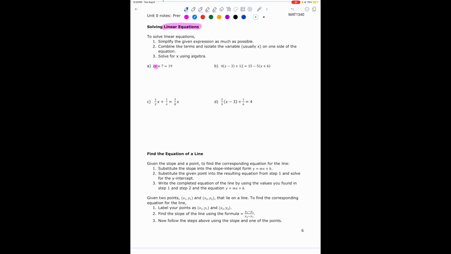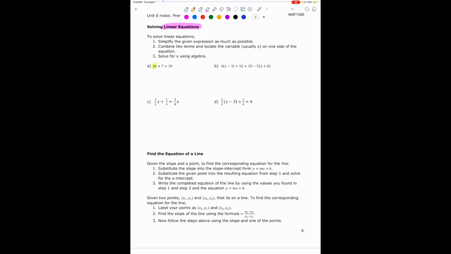So with that being said, we're going to follow the steps. We're going to simplify the given expressions. In my case, I do not have any way to simplify this expression on the left side of the equation or the right side. So I will go to the next step, which is to combine like terms and then isolate the variables that have the x. In other words, I want to take the first term and isolate it.